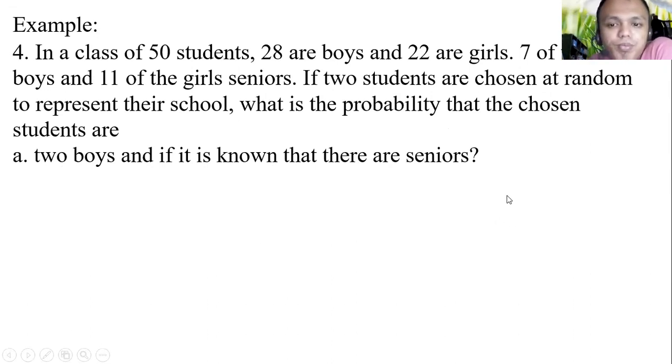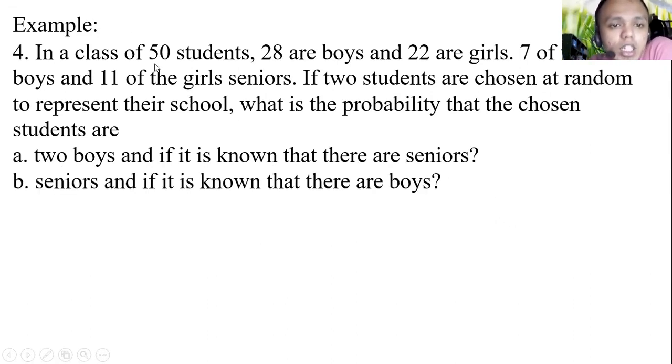Okay? Ulitin ko, ha. In a class daw, 50 students. 28 doon is boys, 22 naman doon are girls. 7 of the boys naman, dito sa 28, 7 dito ay senior na. Sa 11 naman ng 22 girls are seniors. Now, what is the probability that the chosen students are 2 boys if it is known that they are seniors? Then what is the probability that seniors if it is known that they are boys?